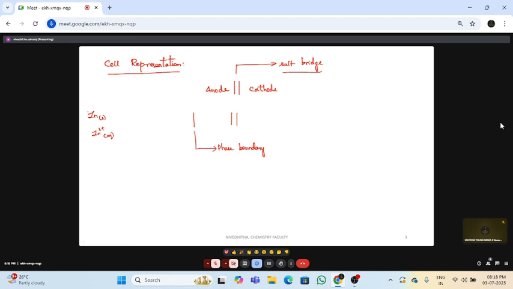Okay. So among zinc and Zn2 plus, which is the most reduced form? Which is the most reduced form? Reduced form represents the species with more number of electrons.